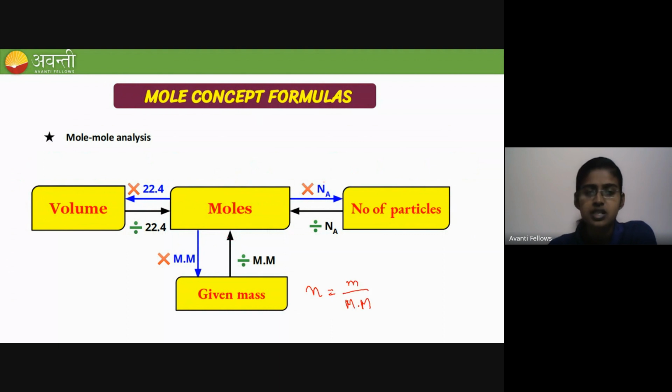If I want to find the given mass, what do I have to do? Number of moles into molar mass gives the given mass. Take the screenshot accordingly for volume also. If you multiply the number of moles by 22.4, it will give you the molar volume, and if you divide it, it will give you the number of moles. Clear? Shall we move on to the next slide?